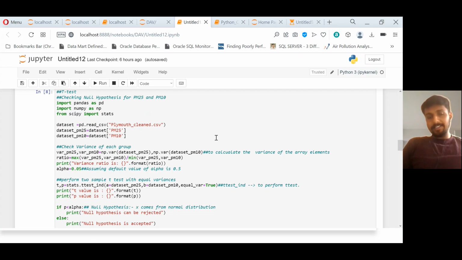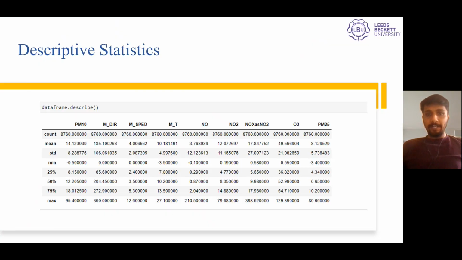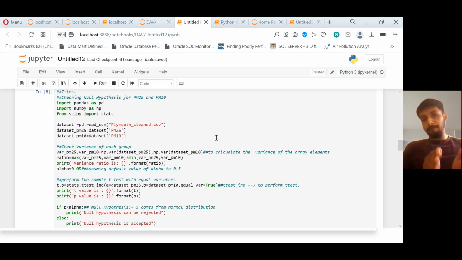And then going to inferential statistics, what we did is we performed the two-way t-test to verify that the mean of PM 2.5 and particulate matter PM10 are not the same. For that, we performed the two-way t-test, and from the test output we concluded that the means are not the same.